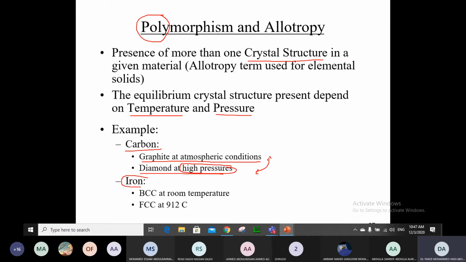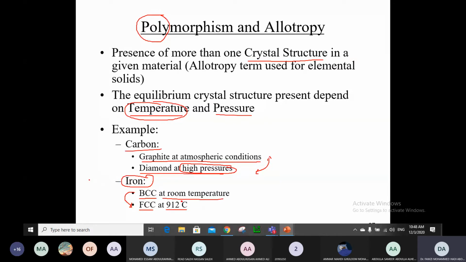Iron the same way. Iron is also a polymorphic material. Why? Because it will have a BCC crystal structure at room temperature, for example. If you raise the temperature, as we are going to see in the phase diagrams in chapter 9, just above 912 degrees centigrade, the crystal structure changes from the BCC crystal structure to an FCC crystal structure. This is the normal behavior of the material. So as you can see there, with changing the temperature, you see the crystal structure of the material change.